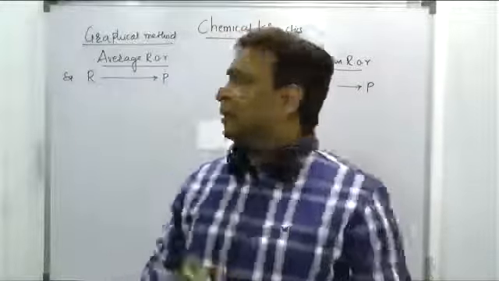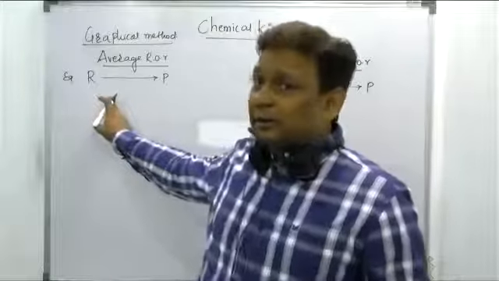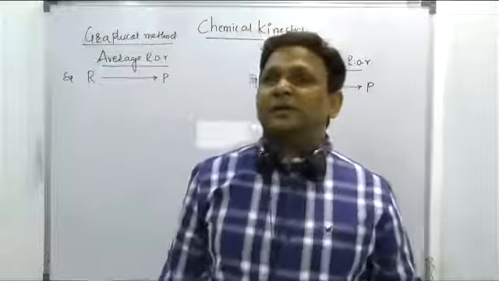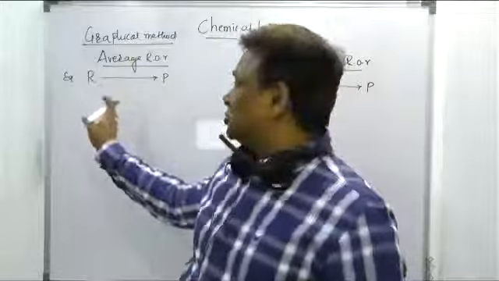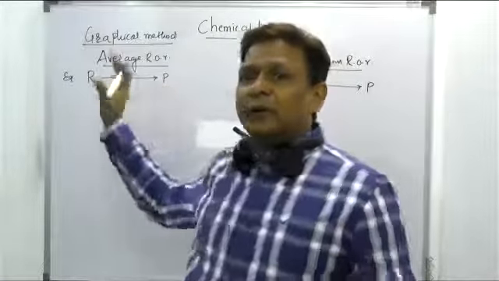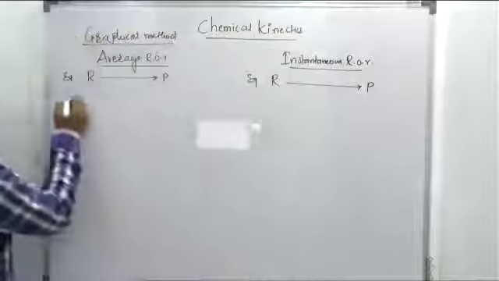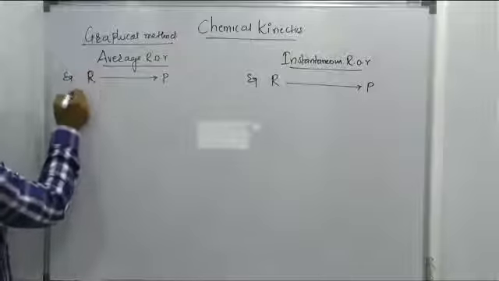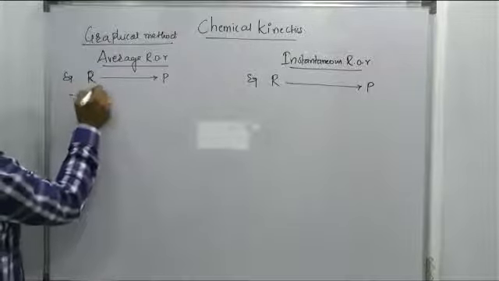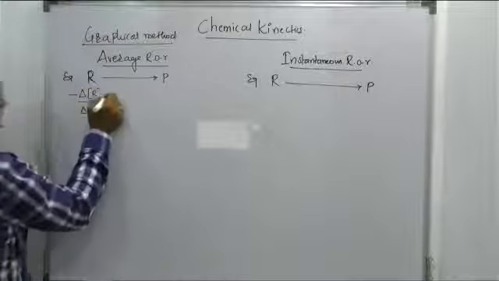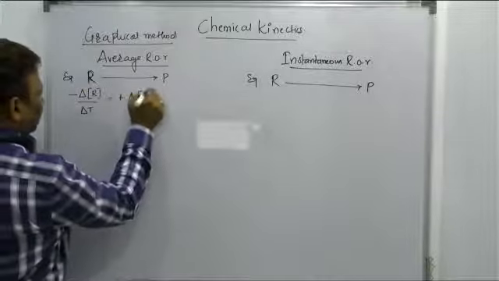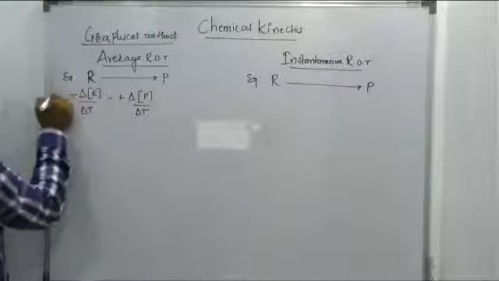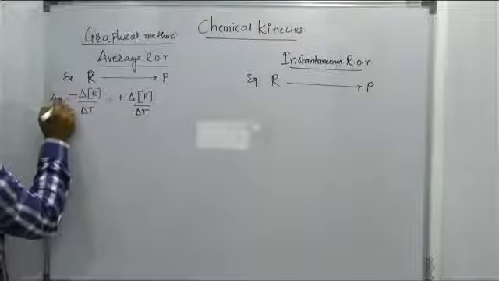Here also, the concentration of the reactant decreases with respect to time, and the concentration of the product increases with respect to time. So I can say it is a change in the concentration of reactant or product in an interval of time. I should say for the average rate: decrease means minus delta concentration of R by delta t, equal to plus delta concentration of P by delta t. So what do these indicate? You should say, sir, these are the average ROR.